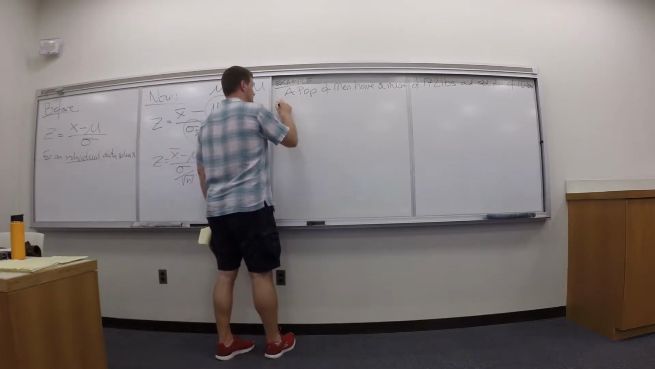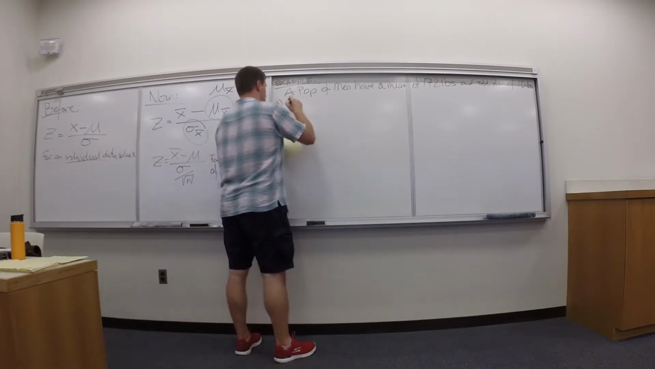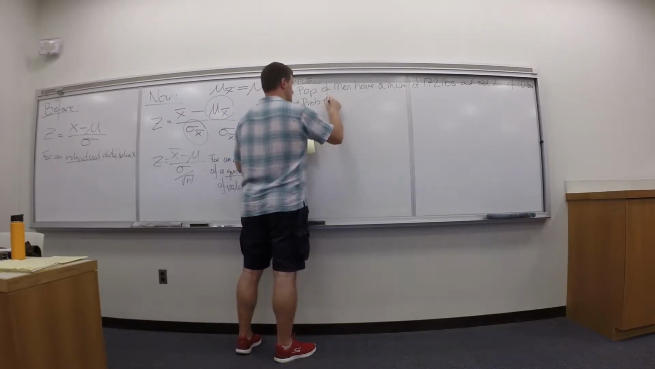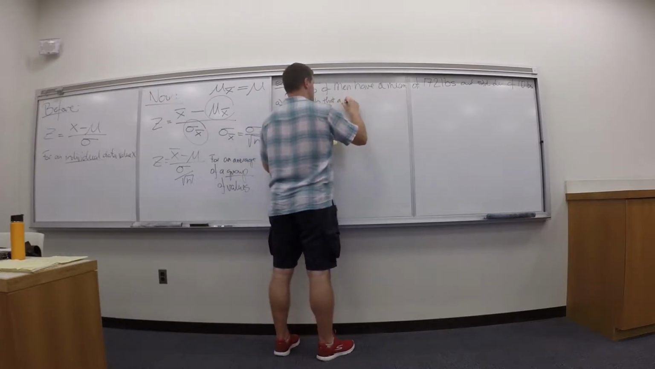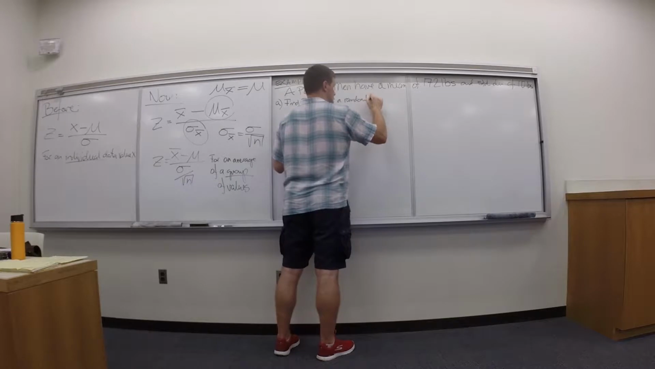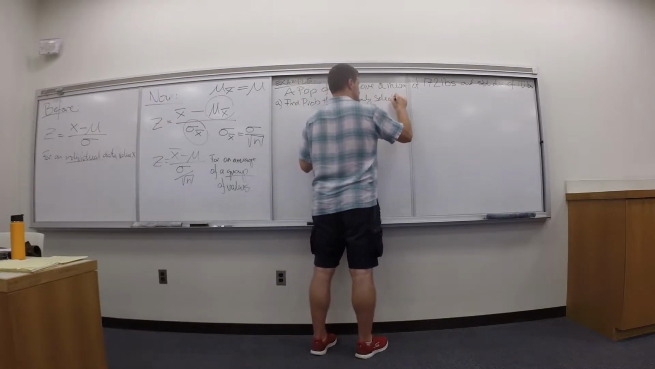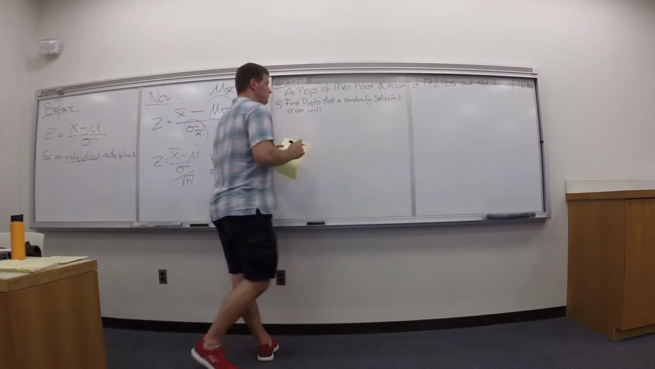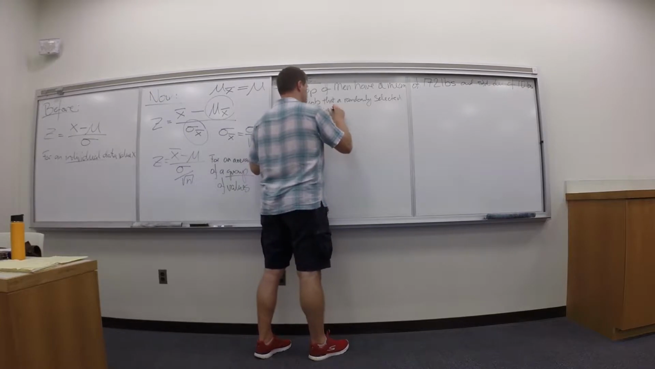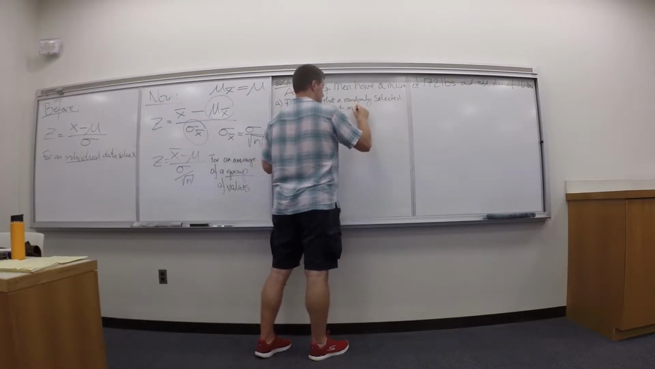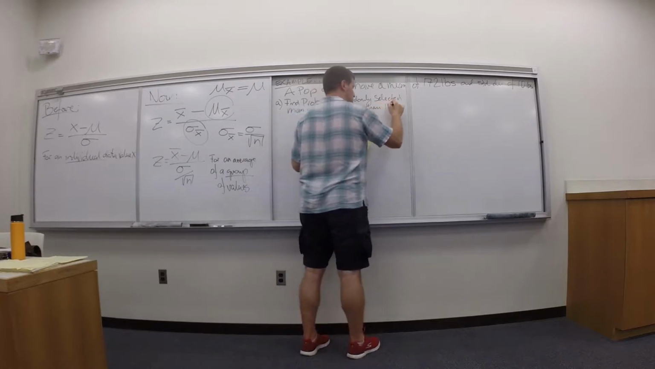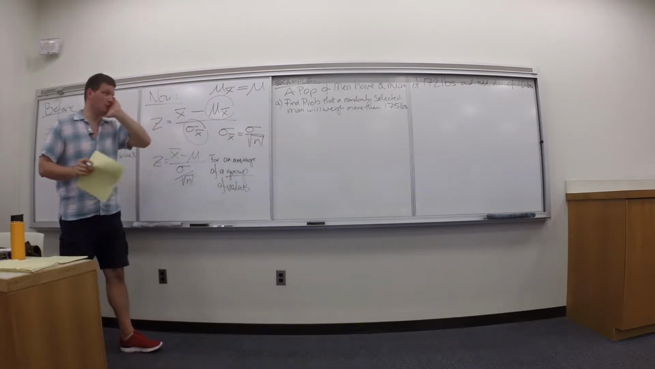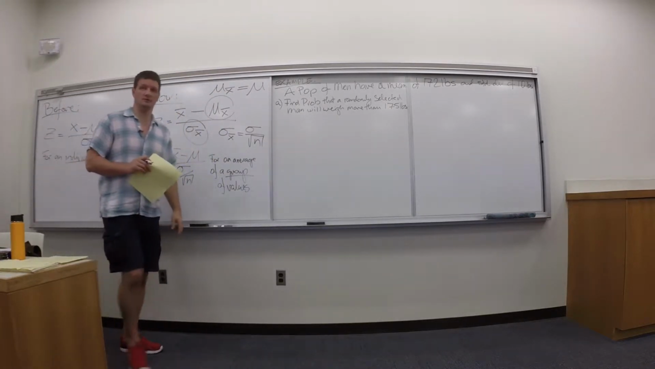Now here comes part A, part B. Part A says: find the probability that a randomly selected man will weigh more than 175 pounds.